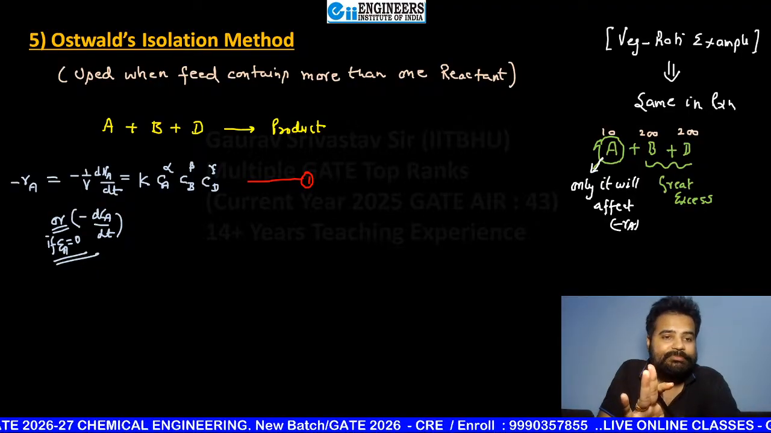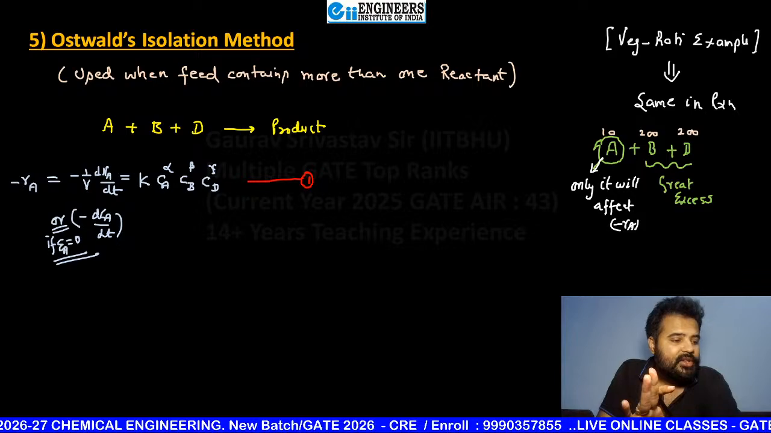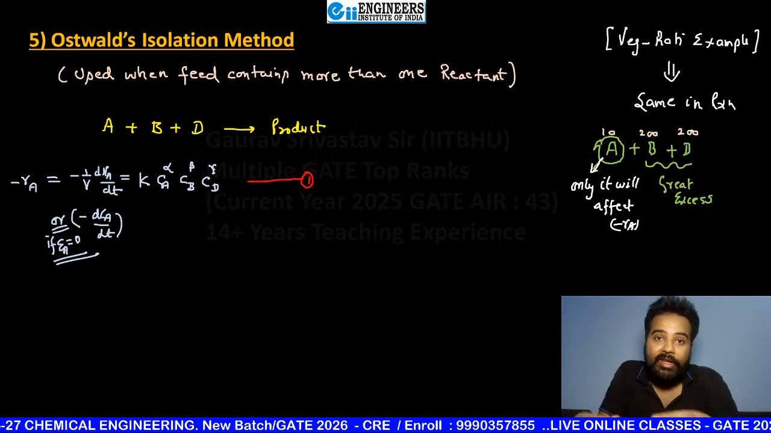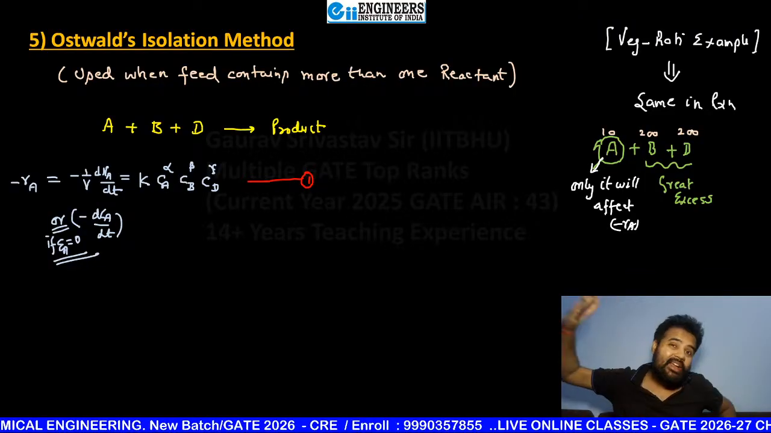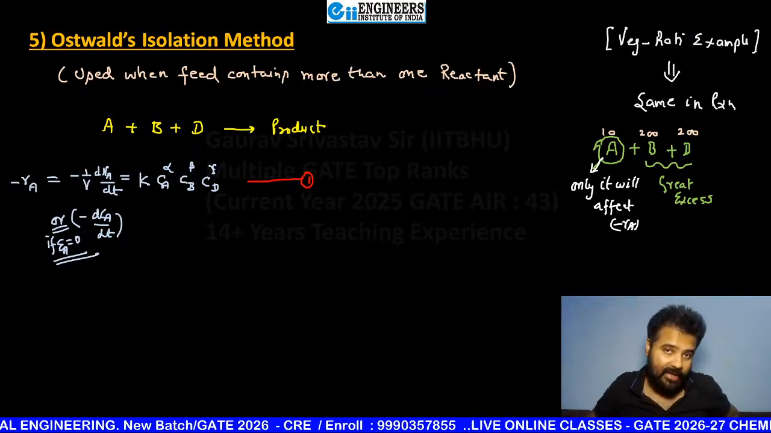Is it crystal clear to all of you? That means every molecule of A is totally surrounded by B and D, but all B and D are not totally surrounded by A.